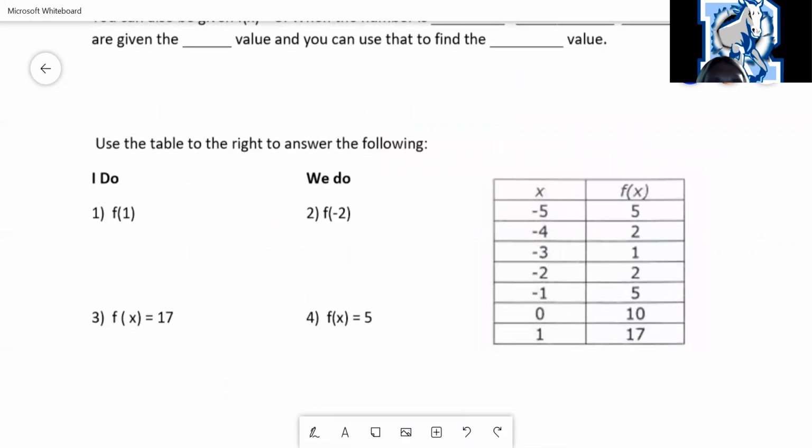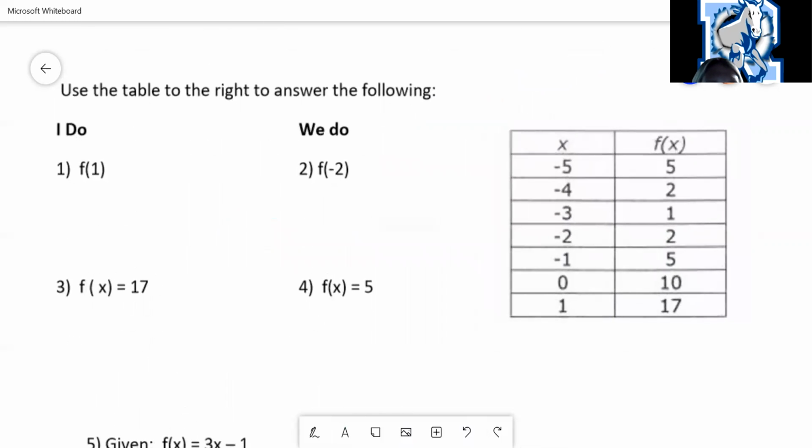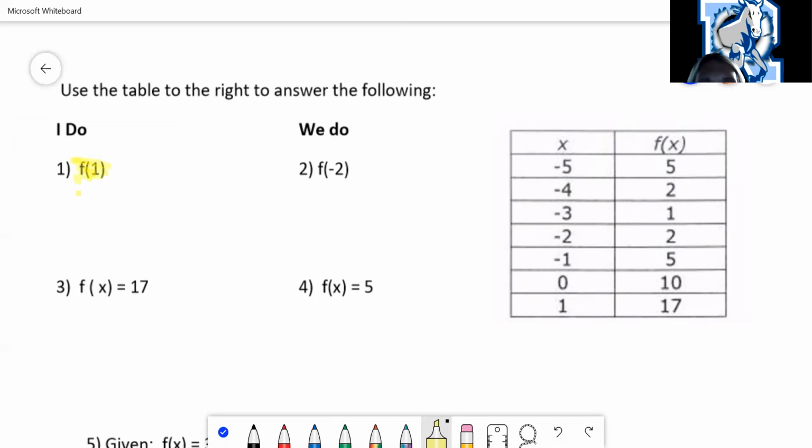All right, let's look at this table. In number 1, it's saying f of 1. The number is on the inside. This is saying it's the x number. So I'm going to go over here where x is 1 on my table. And what is my y value? My y value is 17. So my answer would be 17, because this is saying when x equals 1, y equals 17.